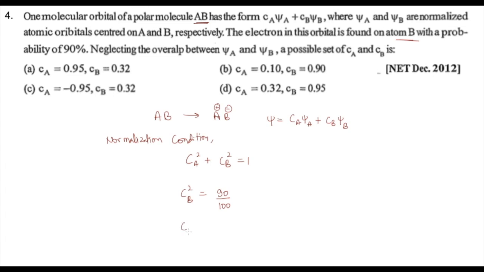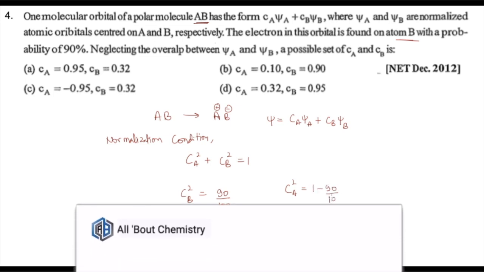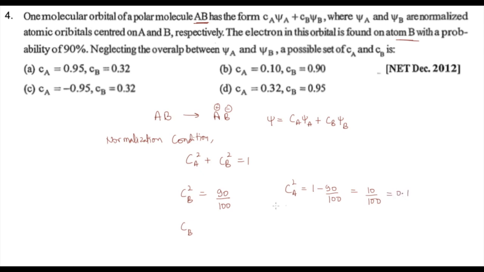So what will be the value of Cb then? If Cb square is this much, you can put it over here to calculate Ca square. So Ca square will be how much? 1 minus 90 upon 100. Alright, I have just substituted the value of Cb square and taken it to the other side. So this will become 10 upon 100, or I can write 0.1, and this as 0.9, right? So Cb is going to be under root 0.9, and Ca is going to be under root 0.1.